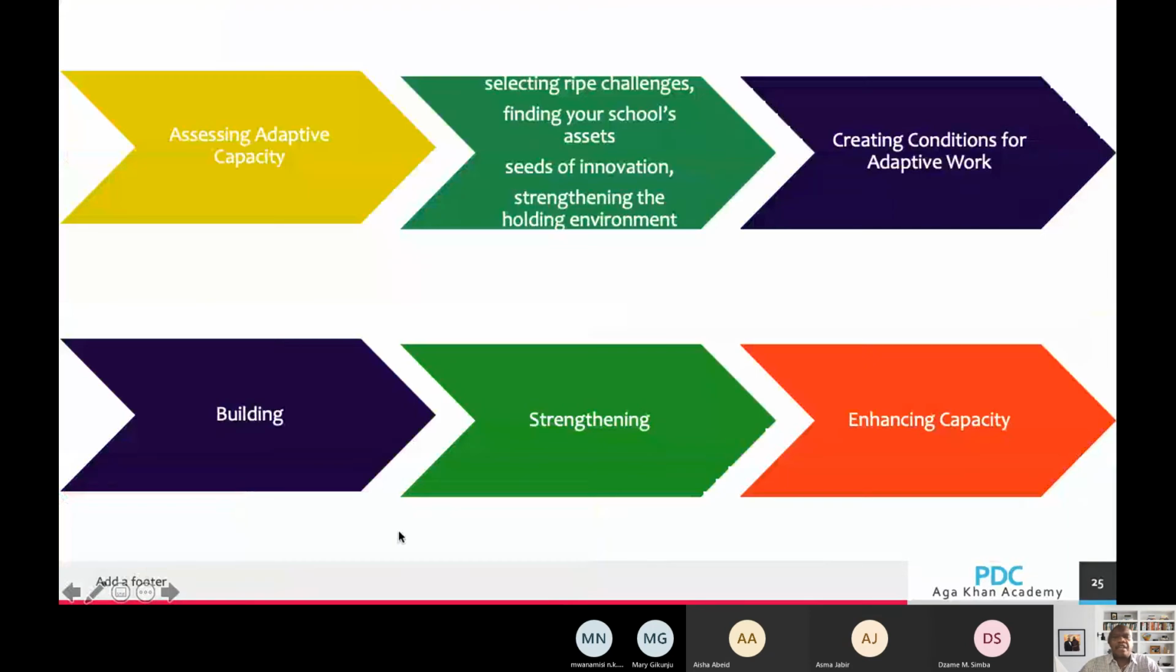And these are some of the things which we need to appreciate as school leaders, that by assessing the adaptive capacity of our school, it gives us an opportunity to identify what are the ripe challenges. Remember last time we were talking about ripening. What is the ripe challenges in our school? Finding our school's assets and seeds of innovation, and also strengthening the holding environment. So when you do that, you are creating conditions that will support the school adaptive work. So you're identifying what are the low-hanging fruits? What are the things that I can use so that I succeed?